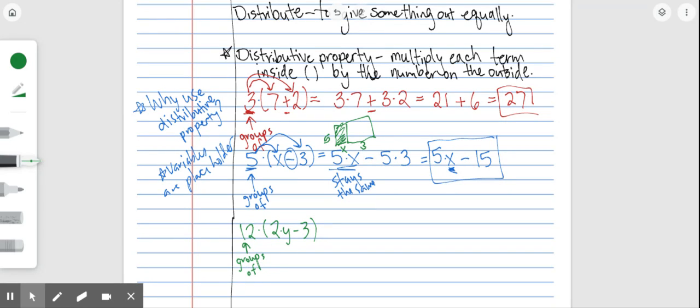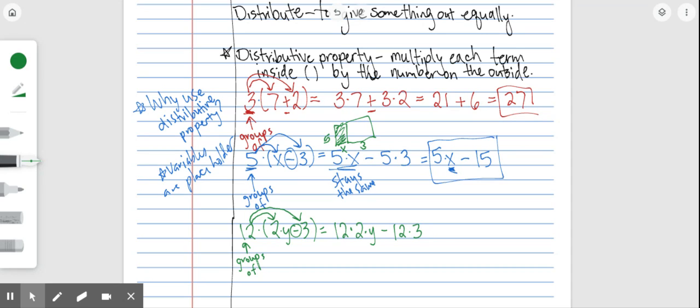So I know that there are 12 groups of 2y minus 3. So I know that there are 12 groups of 2y. So 12 groups of 2 times y. Okay. So again, I put the multiplication in there because that's what groups of means. And then I know there are 12 groups of 3, but I need to keep that subtraction sign in there. So 12 groups of 3. Okay. So let's do this.